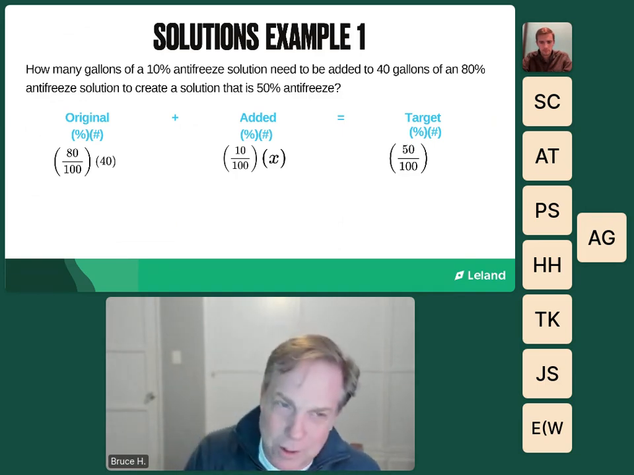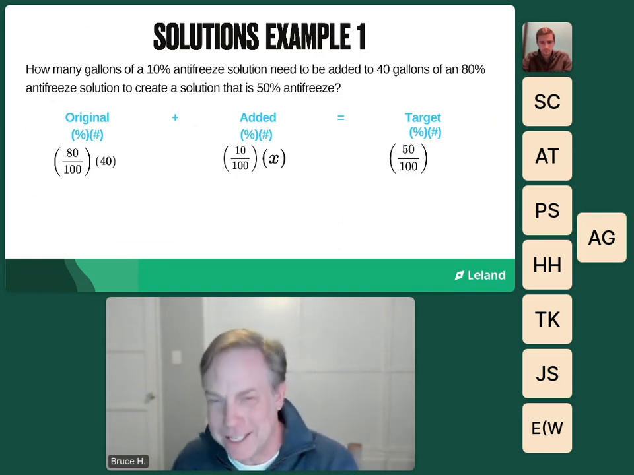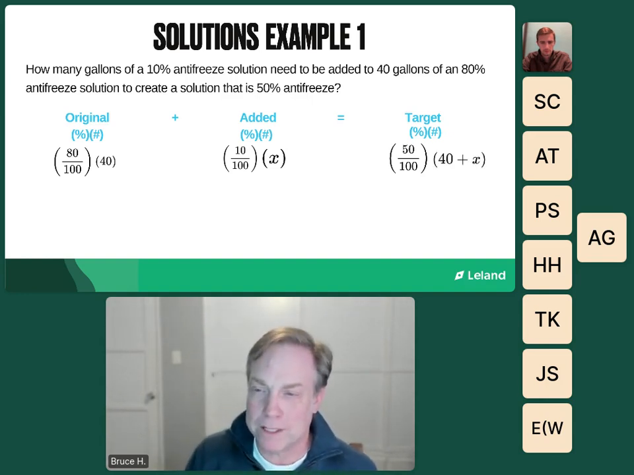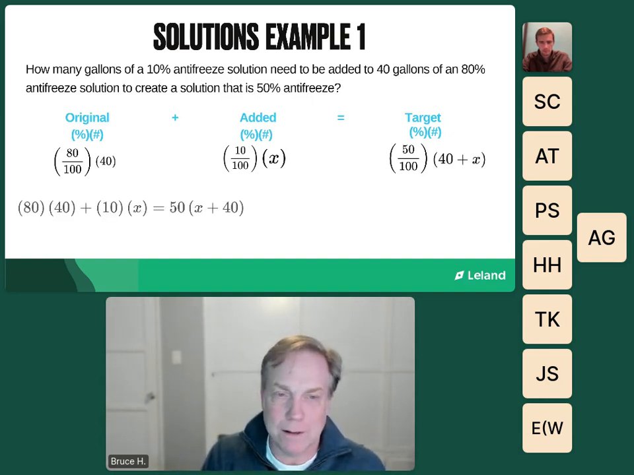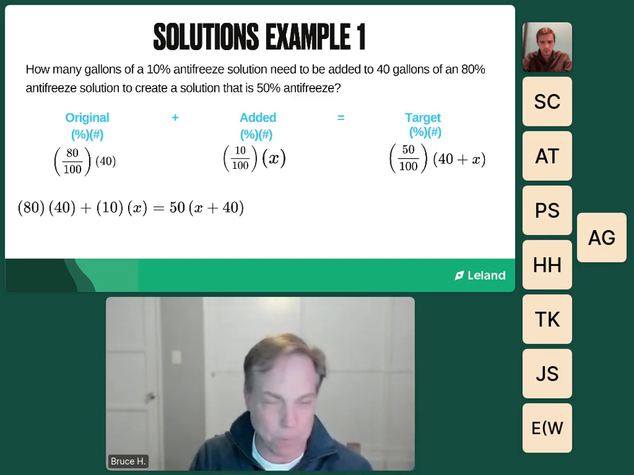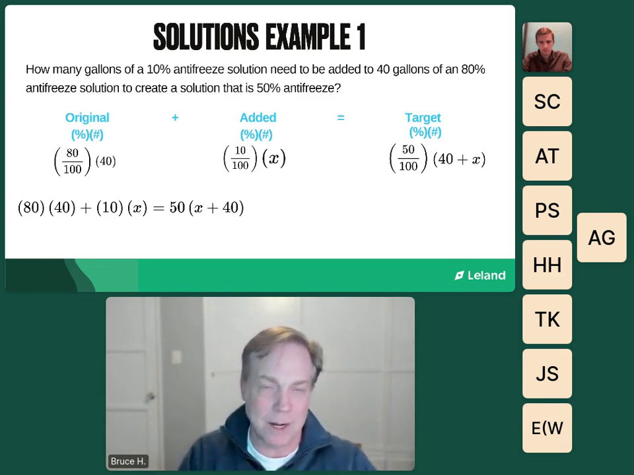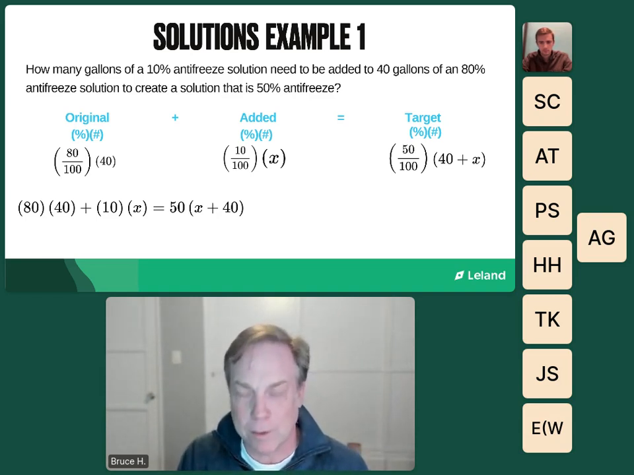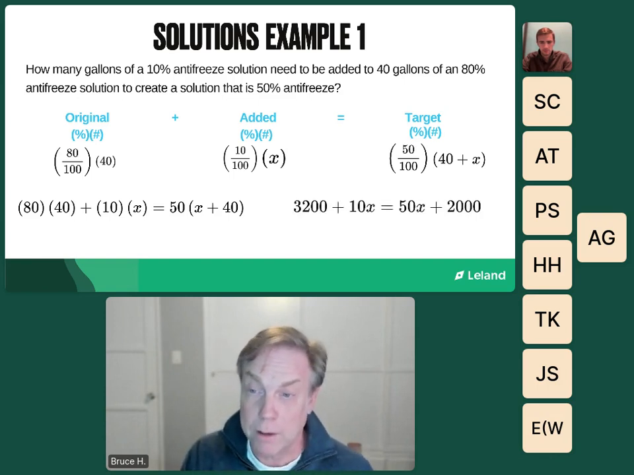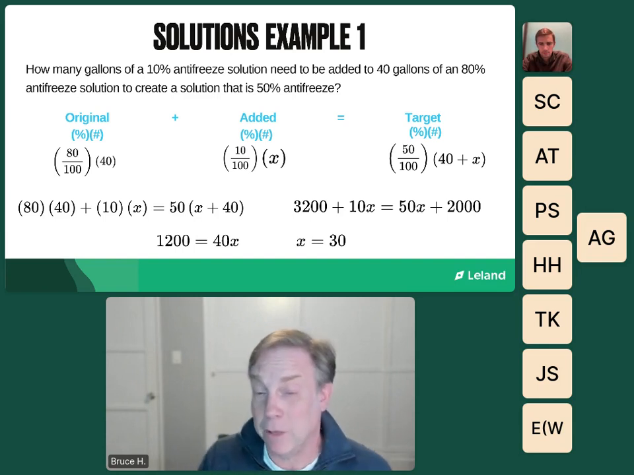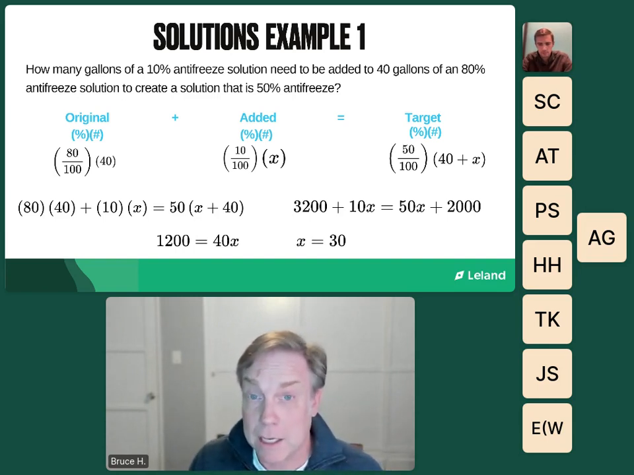Well, the original amount plus the added amount has to equal the target amount, just like in mixtures. So we have 40 plus X. And heck, at this point, all you're going to do is solve for X. Again, I'm a big guy for hating denominators, so I always multiply through by the common denominator. But there are lots and lots of different ways to work through the algebra, whatever is most comfortable for you. Just work through it. And I believe you're going to find that X is going to equal 30. Okay.